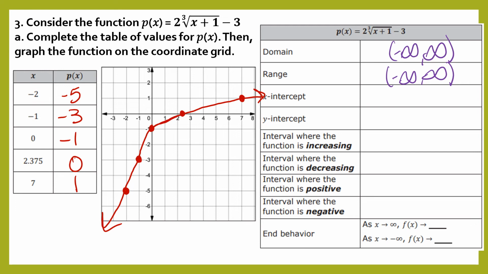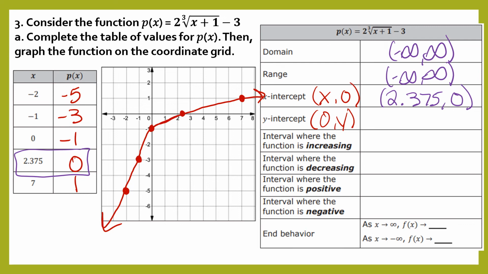All right, so x-intercept, again, that's x when y is 0. Y-intercept, that's y when x is 0. This one, they give both of these to us. What's the x-intercept on this one? 2.375. Yep, if we look at our table, y is 0 at 2.375. Right, your answer is an ordered pair.